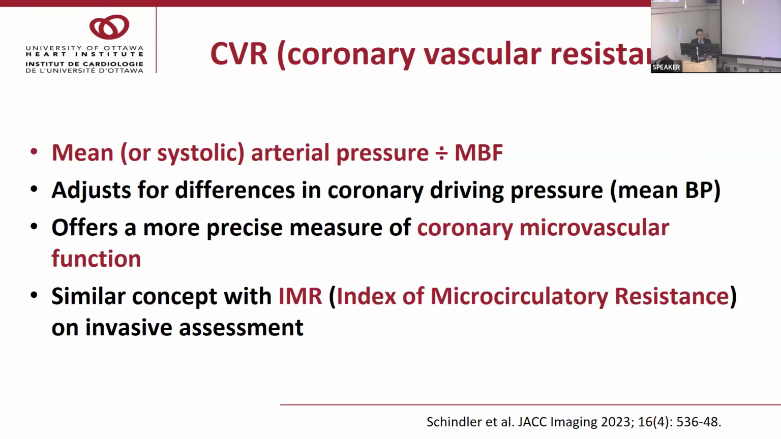So now I would like to introduce another PET parameter, coronary vascular resistance, CVR. CVR is calculated by dividing mean or systolic arterial blood pressure by MBF. So CVR takes into account the coronary driving pressure. Therefore, it is considered to provide a more accurate measure of microvascular function than simply looking at blood flow. So this is a similar concept to IMR on the invasive assessment.